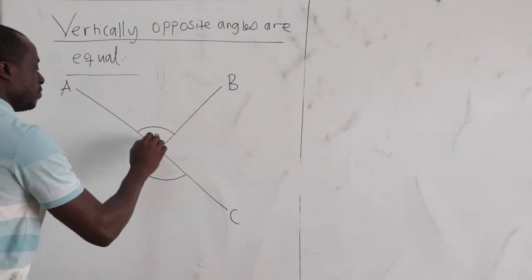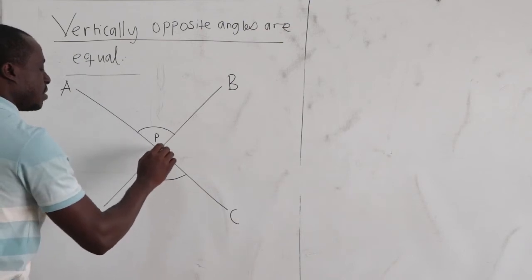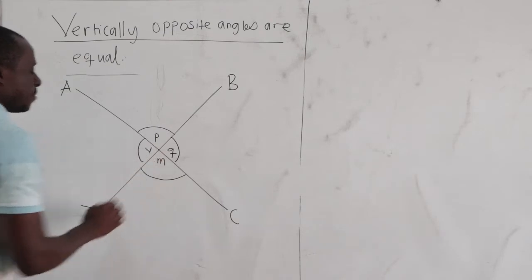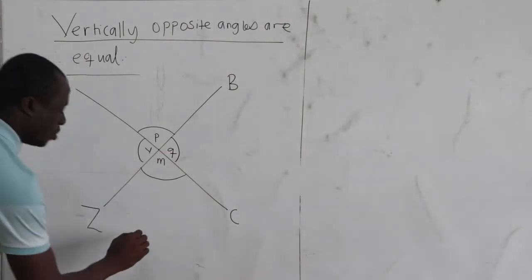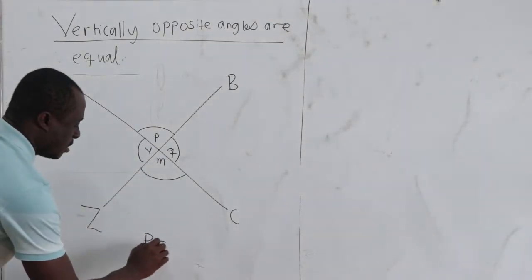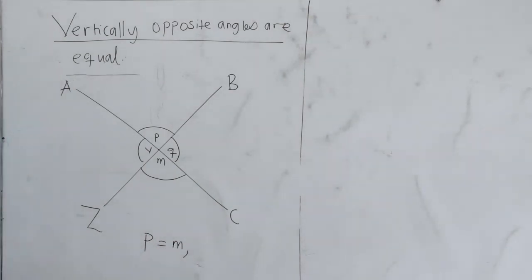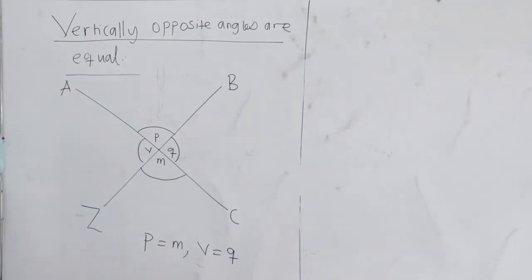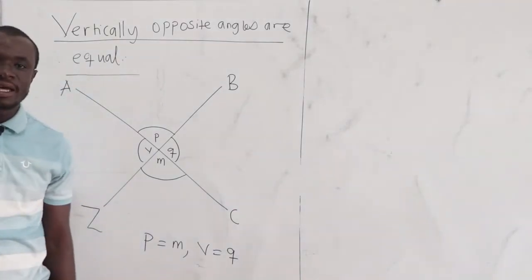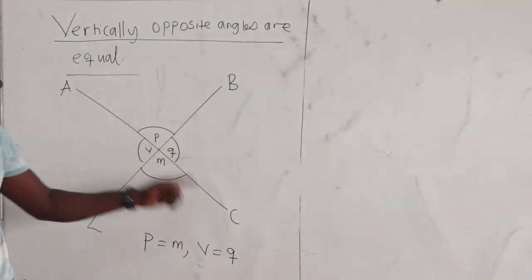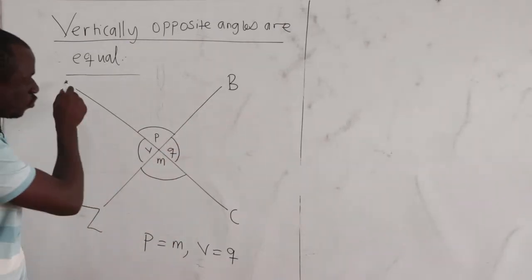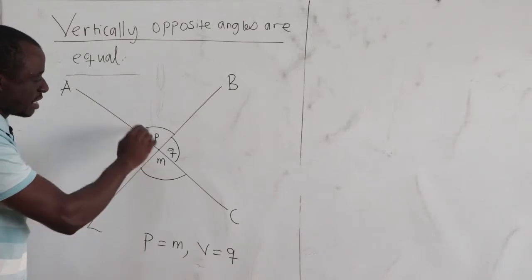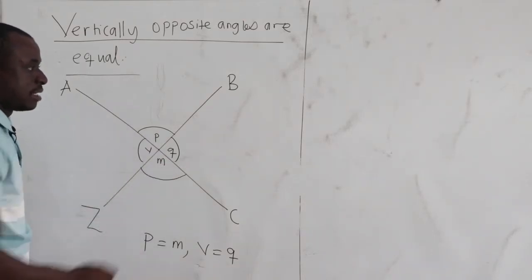Now, let's call this P. Let's call this M, let's call this Q, and then let's call this V. So opposite angles are equal. All that we are saying is that P is equal to M, and then V is equal to Q. So we say opposite angles are equal. So vertically opposite angles: when two straight lines are meeting at a point, the angles formed at opposite sides are equal. So the angle here is equal to the angle over there.